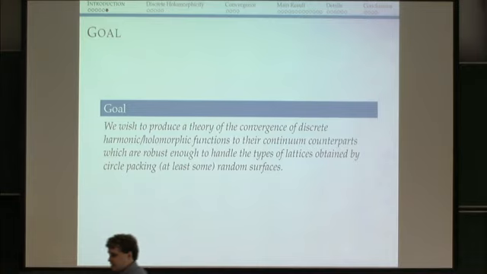And just to give us a distinct goal here, I want to produce a convergence result that's robust enough to hold on lattices that are produced, say, by circle packing at least some random surfaces. What I'll be able to show is a result that if you have a sequence of lattices obtained by circle packing bounded degree things, then you can get convergence. That'll be one corollary, as long as the size of your largest quadrilateral goes to 0. Again, that's always looming in the background.